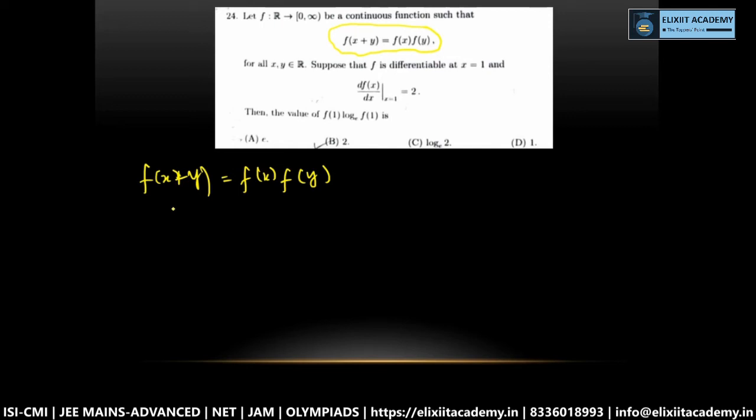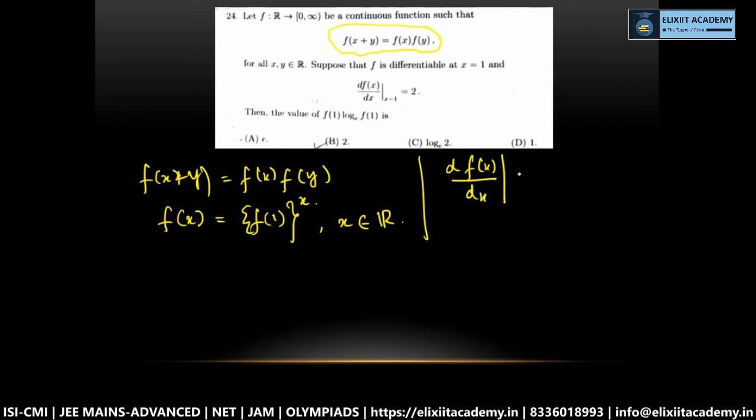In this case, this is a standard result we have, which is f(x) is f(1) whole to the power x, where x belongs to R. This is a standard result we have done. Okay, what else is given? d of f(x) upon dx, such that at x equals 1, is 2. This is given. So first of all, let's find what is d of f(x).